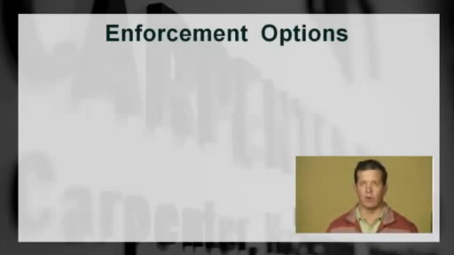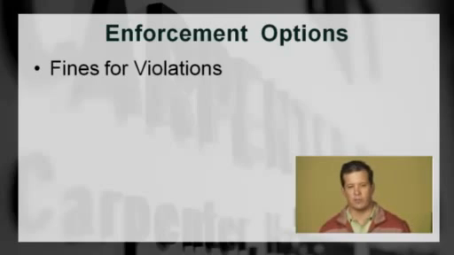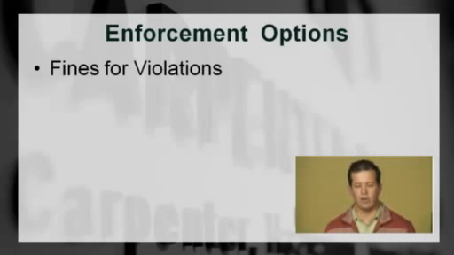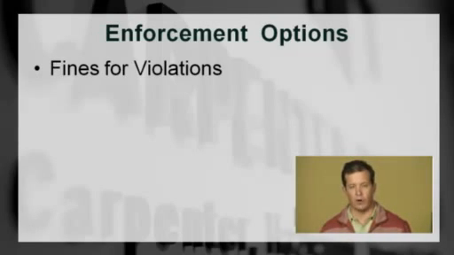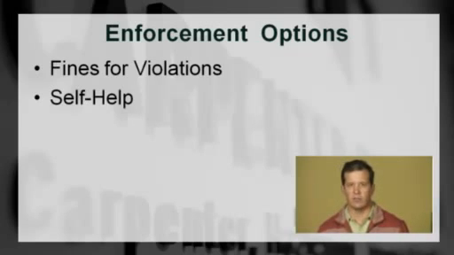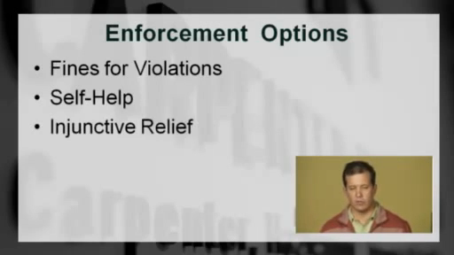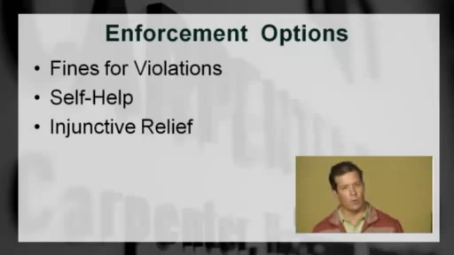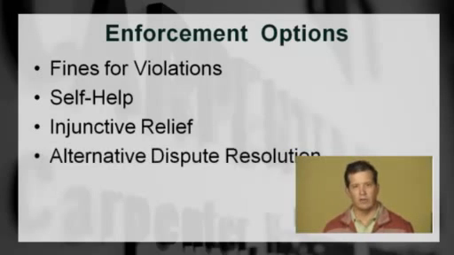The next thing we're going to look at is your enforcement options. Essentially, the association has four enforcement options. The first and most common is fines for violations. The next is self-help. The other one is injunctive relief. And finally, and one that should be used more often, is alternative dispute resolution.